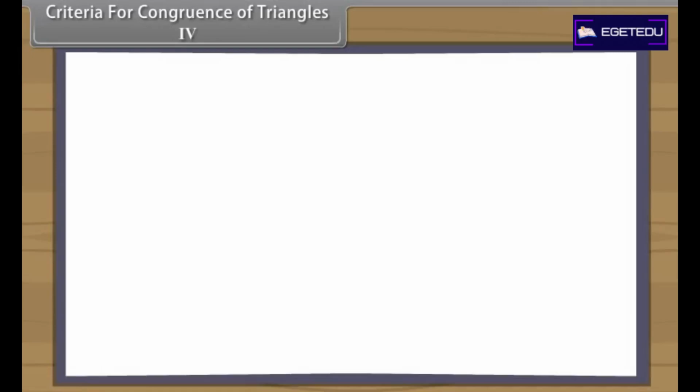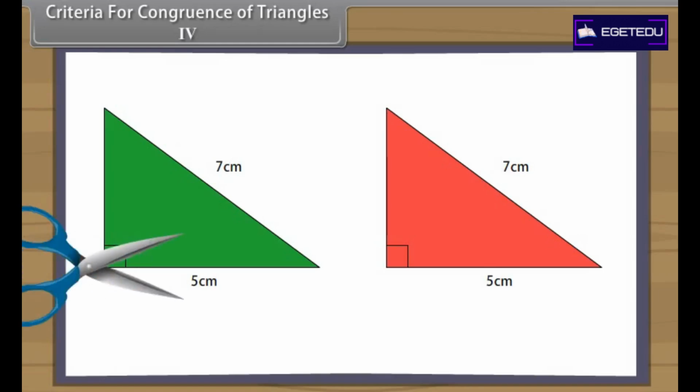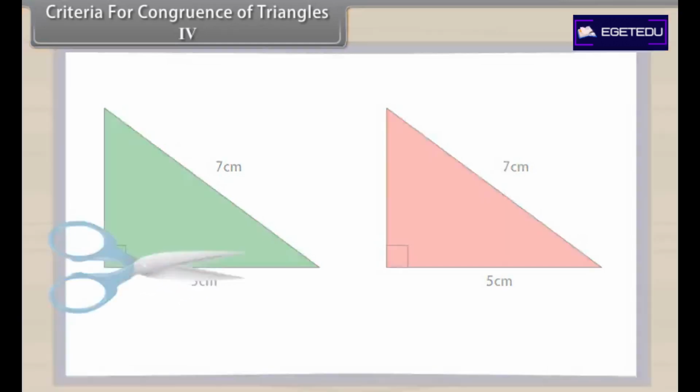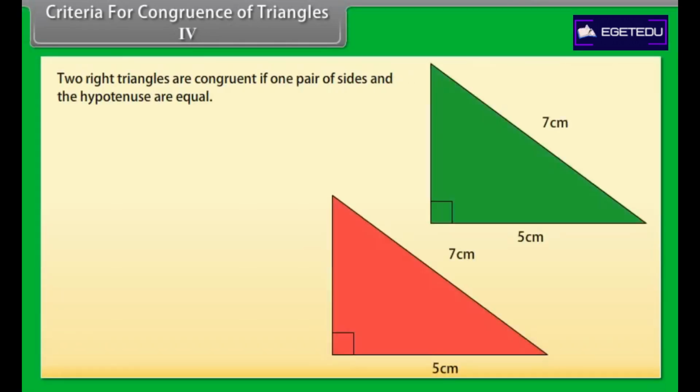Criteria for congruence of triangles 4. Now construct 2 right-angled triangles with hypotenuse equal to 7 cm and one side equal to 5 cm each. Cut them out and place one triangle over the other with equal sides placed on each other. We will observe that the 2 triangles cover each other completely, and so they are congruent. Or we can say that 2 right triangles are congruent if one pair of sides and the hypotenuse are equal. This we have as criterion 4.